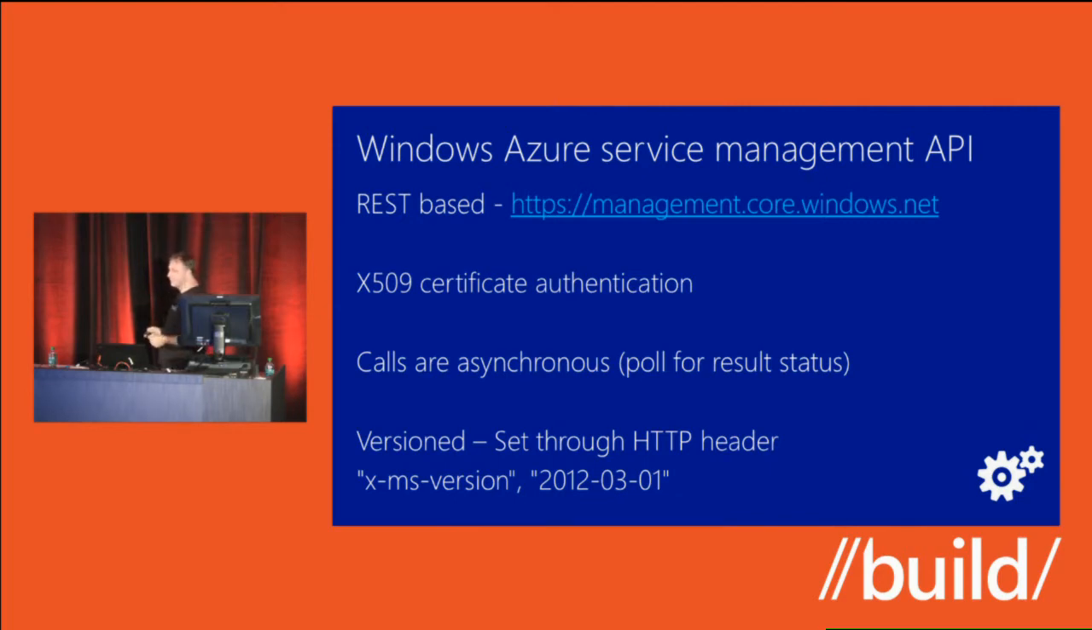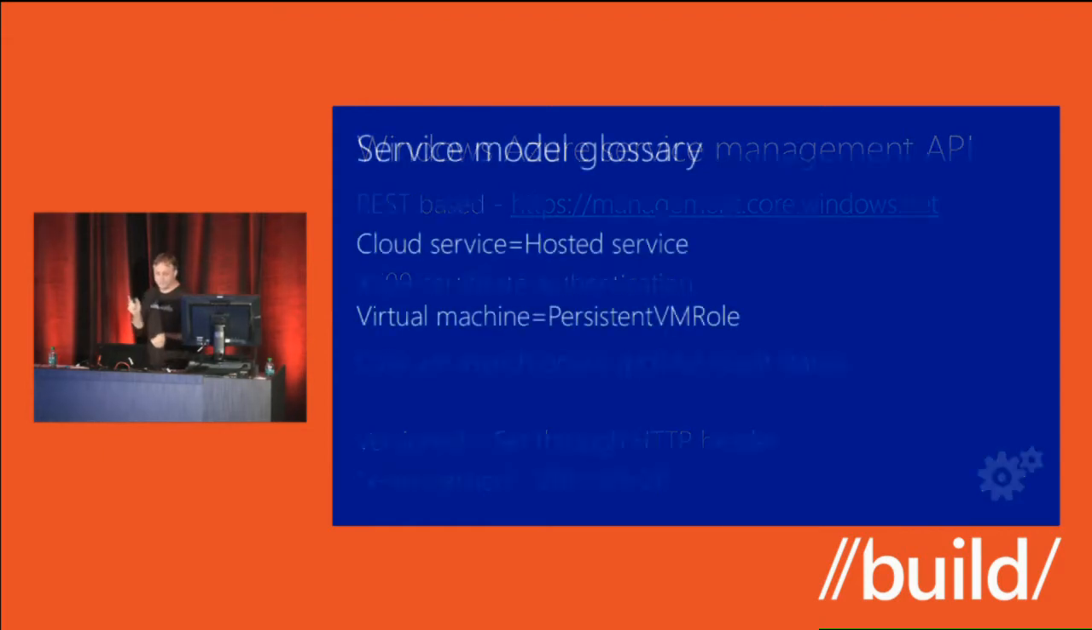Finally, it's versioned. As we add new functionality to the Service Management API, we don't want to break existing clients. So you do have to know which version of the API you're working with. And of course, this is all documented through MSDN. So if you want a specific piece of functionality, you just need to know which version of the API supports it. A little real quick glossary.